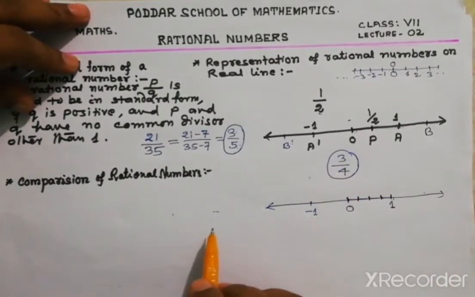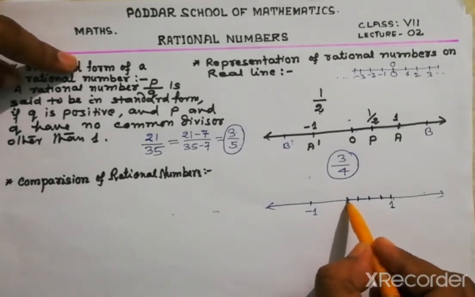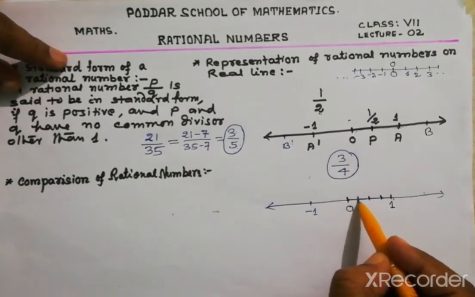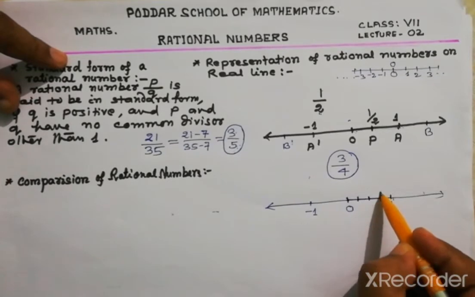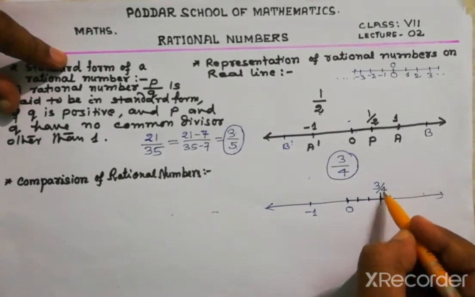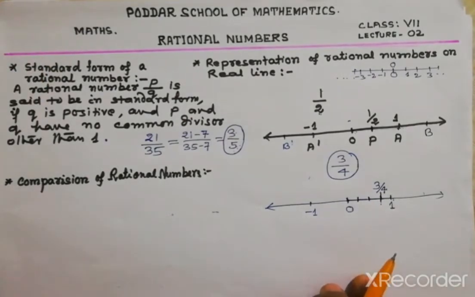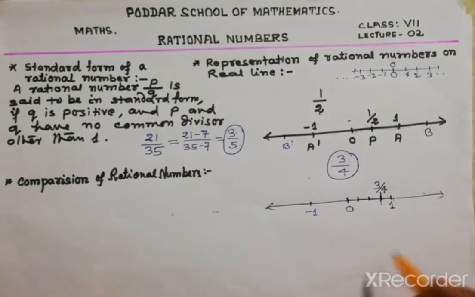Now see the numerator and you count from this point. Numerator is 3, so take 3 parts. 1, 2, 3. So this third part is 3 by 4. In this way, we can represent any rational number on the number line.